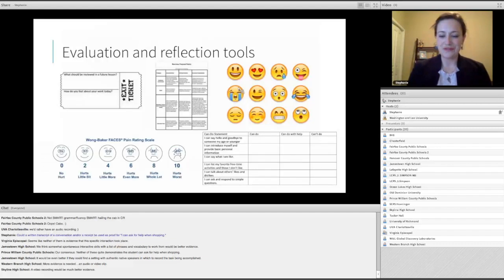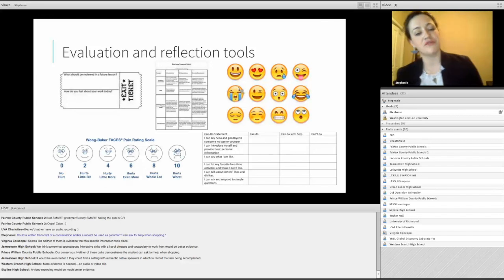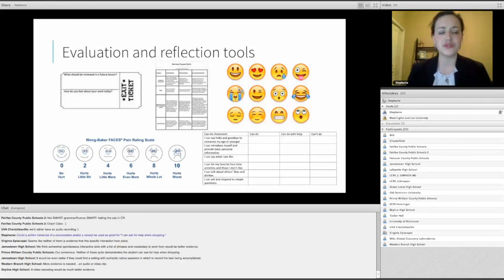Which gets us to the reflection and evaluation piece. We see evaluation and reflection all around us. Exit tickets are one of my favorite. So what should be reviewed in the future? How do you feel about your work today? We see like 2 stars and a question mark, right? What are 2 things you did really well? What do you still need to know?